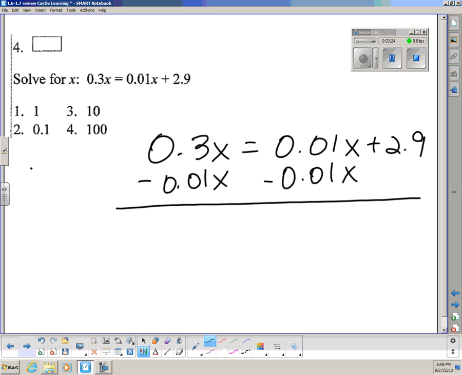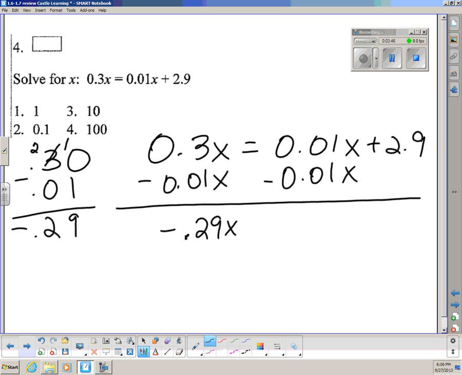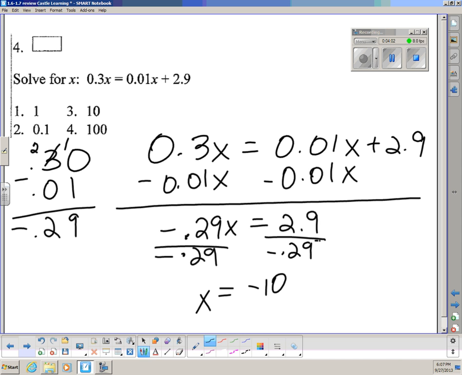0.3, if you're in Ms. Zal's class, especially, not having a calculator, 0.30 minus 0.01. Can't take 1 away from 0, so we'll borrow. 10 minus 1 is 9. 2 minus 0 is 2, so this is negative 0.29. Negative 0.29x equals 2.9. We're dividing by negative 0.29. Sorry, that decimal's in a weird spot there. And x is equal to negative 10.